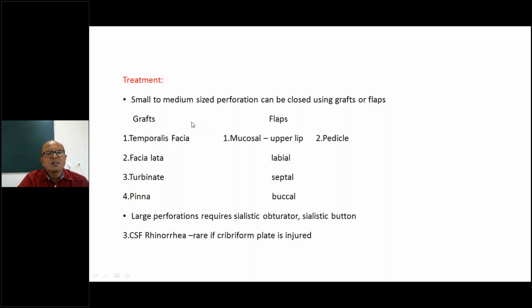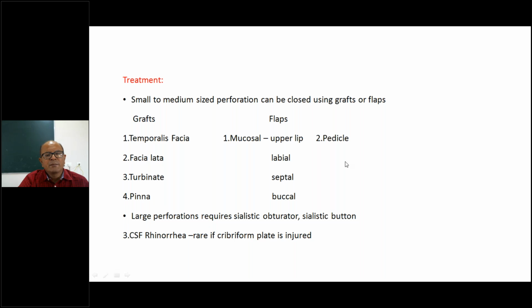Small to medium sized perforations can be closed using grafts or flaps. Perforations which are symptomatic, you have to go for closure, and you can use a graft of temporalis fascia and mucosal or upper lip flap. Or you can use a pedicle flap, fascia lata, and you can also harvest mucosa from the turbinate. You can also use the mucoperichondrial flap from the pinna.